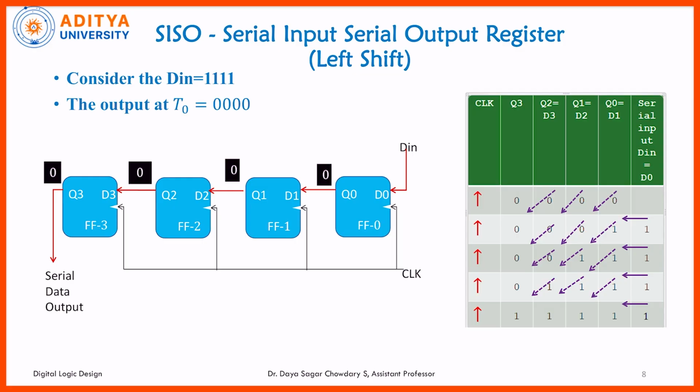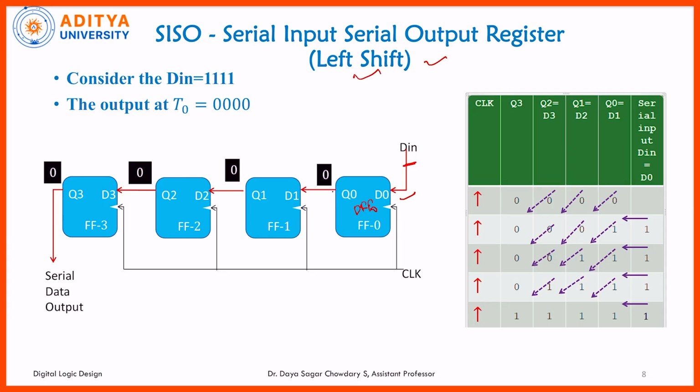Let us discuss the first concept, serial input and serial output. This is a serial input serial output register, and it is a left shift register. Left shift means we apply the input from the right side, so the data is moving from right side to left, that is why we call this a left shift. We simply apply the data input to the first stage, that is D0, for the first flip flop DFF0.